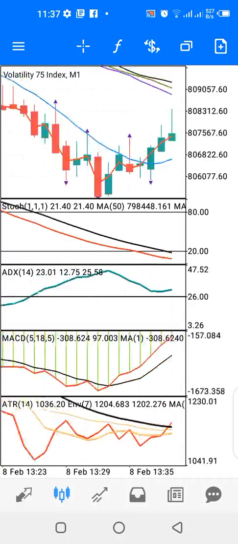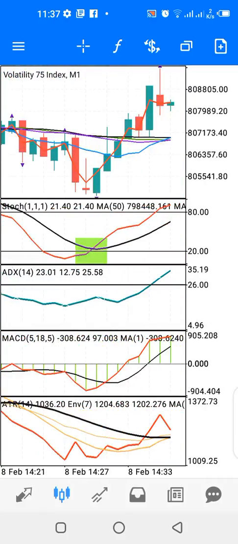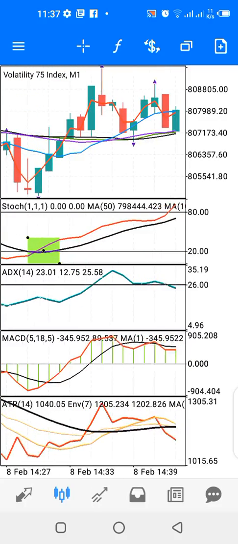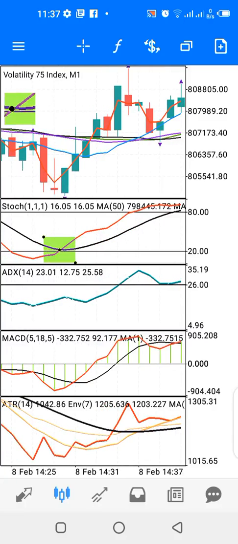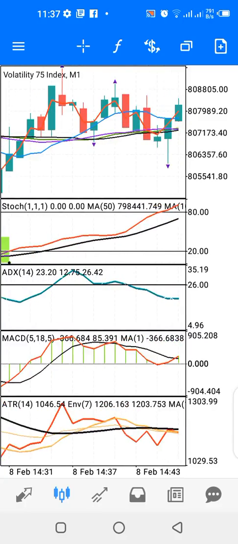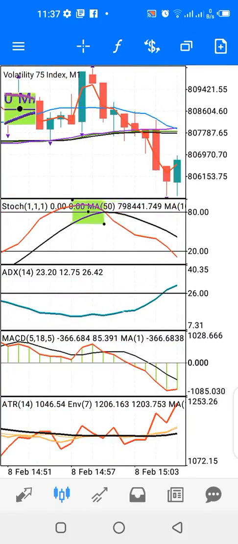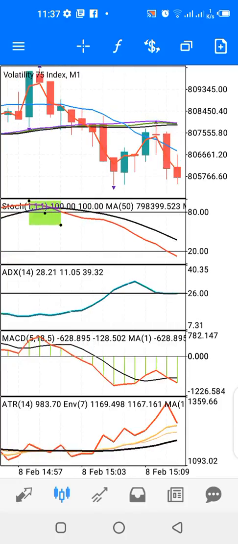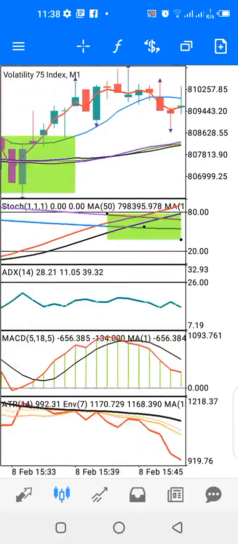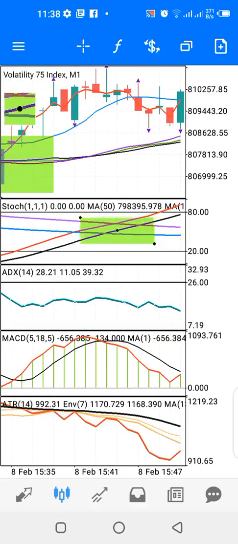So I already made the explanation. Okay, at the crossing below the 20 stochastic level, if the red crosses above the black, it gives you a buy signal. Above the 80 stochastic level, if the red crosses below the black, it gives you a sell signal. Now, when the red and the black cross above the purple and blue, you have a bullish trend, and when it crosses below, you have a bearish trend.